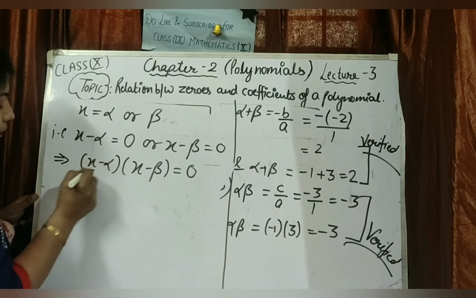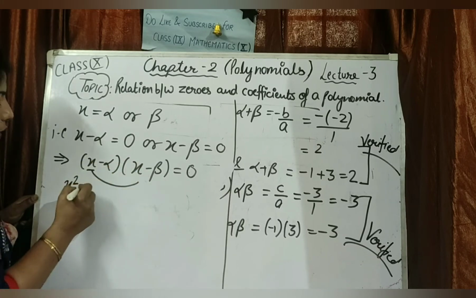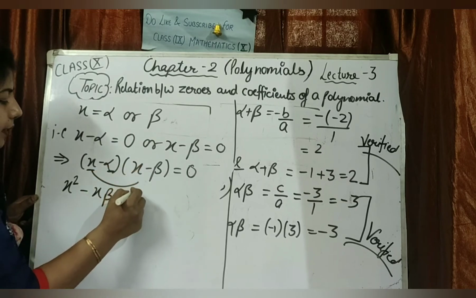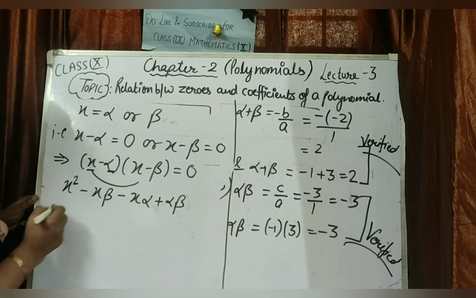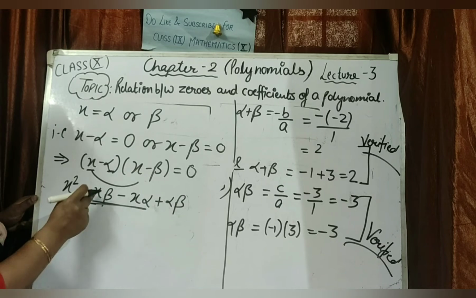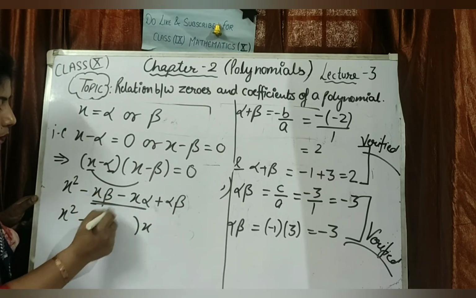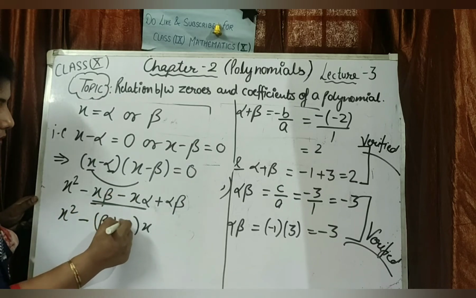So here x into x is x square, x into minus beta, that is minus x beta. In the same way you will multiply with this bracket, that is minus x alpha plus alpha beta. Now you can take common from these two. First of all, minus is common. Another thing is x is common, and what is left? Alpha, beta. And here I already took the minus sign as common, so I'll get a plus sign.